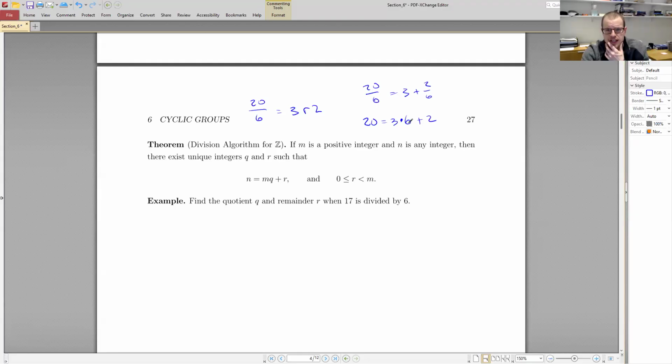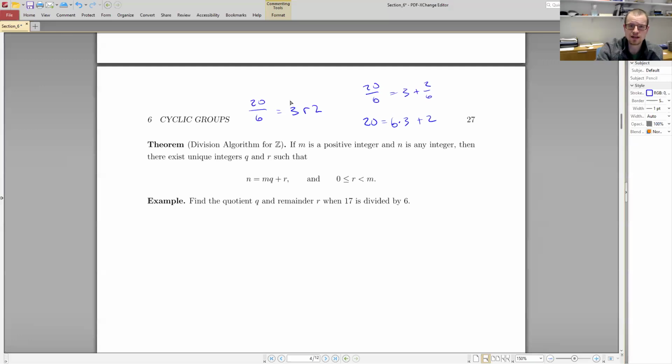Actually, I did want to write this in the other order. It doesn't matter, right? Multiplication is commutative. So whether you change this or not, that's fine. 6 times 3. There we go. So 20 is 6 times 3, 18, plus 2. Fantastic, not a big deal.